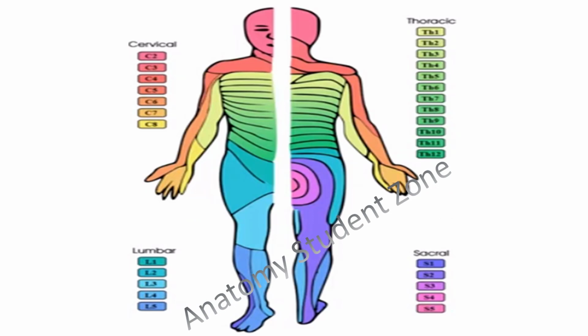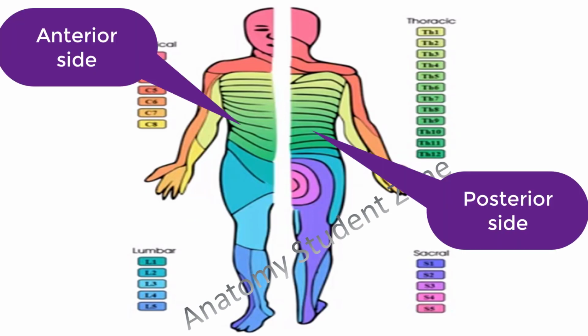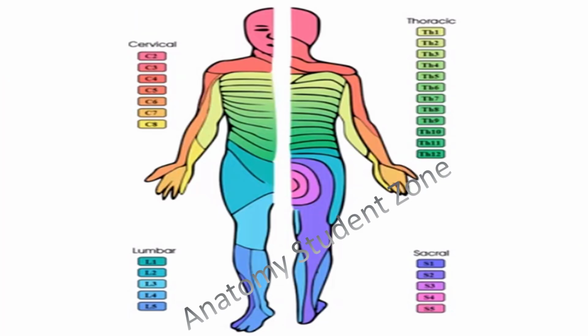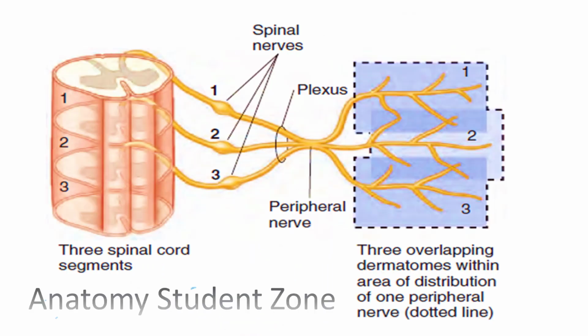In this image, the anterior and the posterior side of the body is shown, meaning the dorsal and the ventral rami distribution is shown, and we can clearly see this distribution is segmental. For dermatomes, remember there is a variation of these dermatomes from person to person and textbook to textbook as well. Because the dermatomes are thin segments, hence there is overlapping of the dermatomes as well.